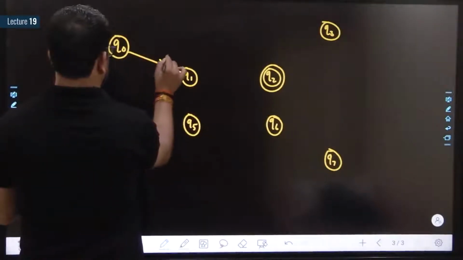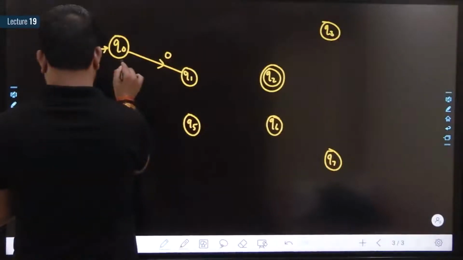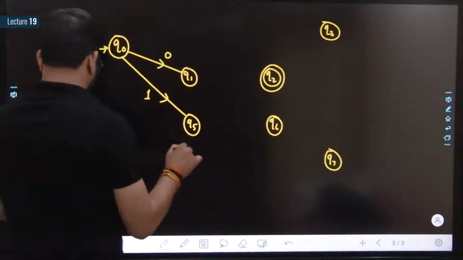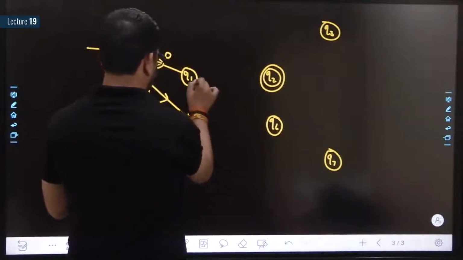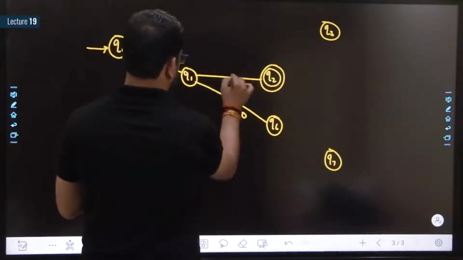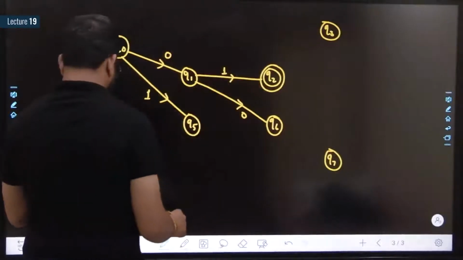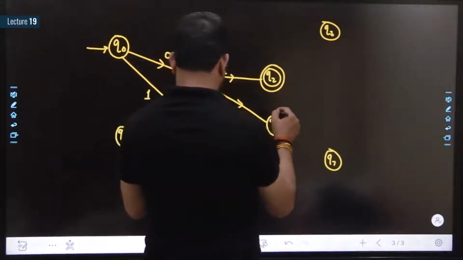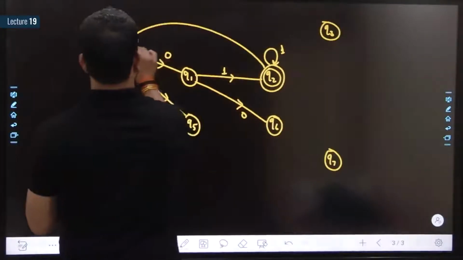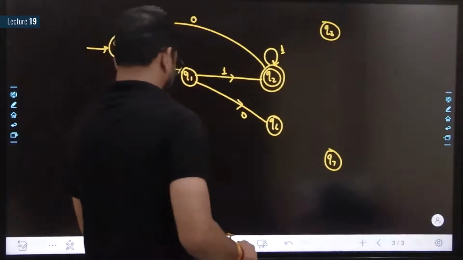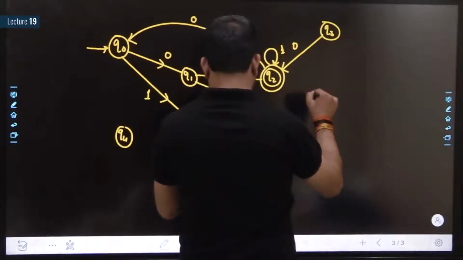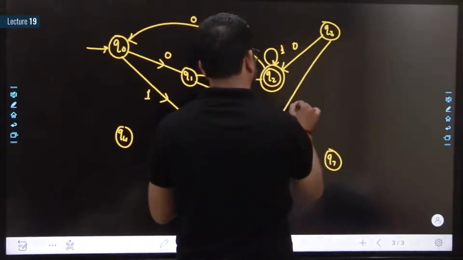Q0 on 0, Q1. Q0 on 1, Q5. Q1 on 0, Q6. Q1 on 1, Q2. Q2 on 1, Q2. Q2 on 0, Q0. Q3 on 0, 0. Q3 on 1, Q6.